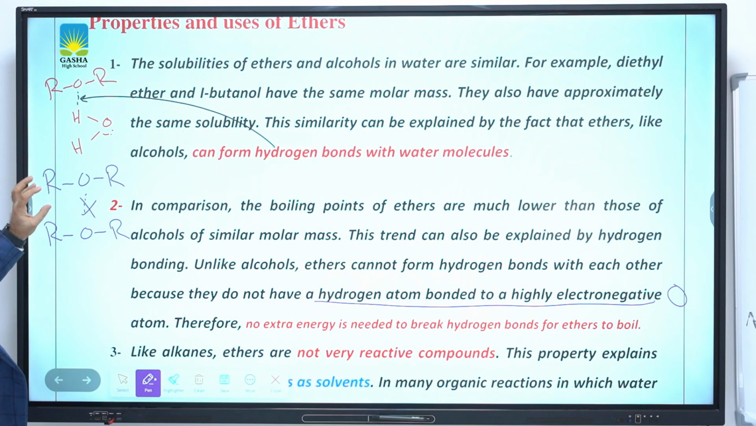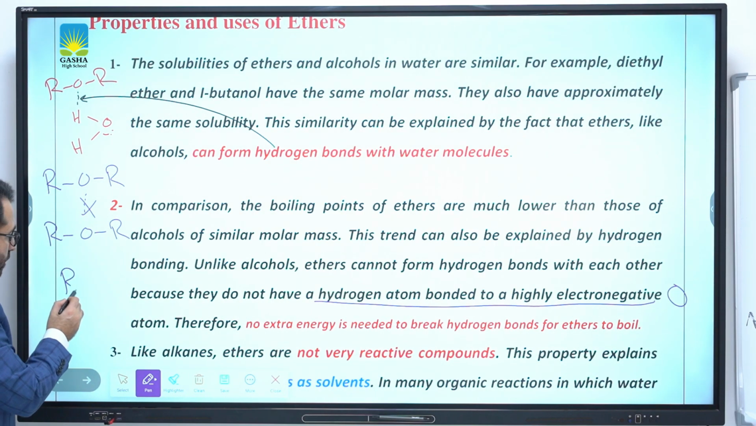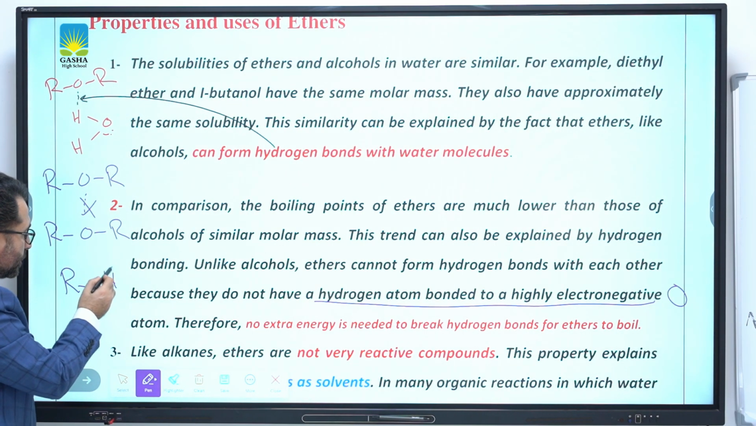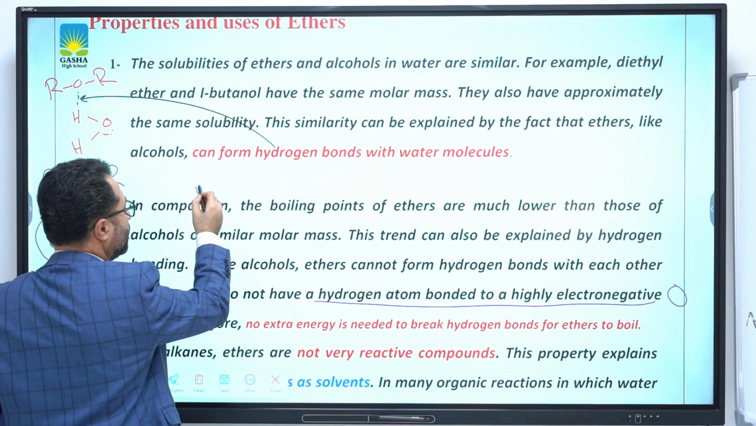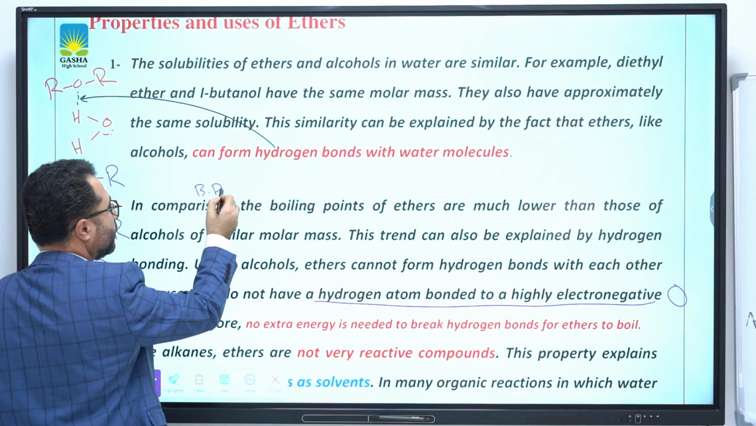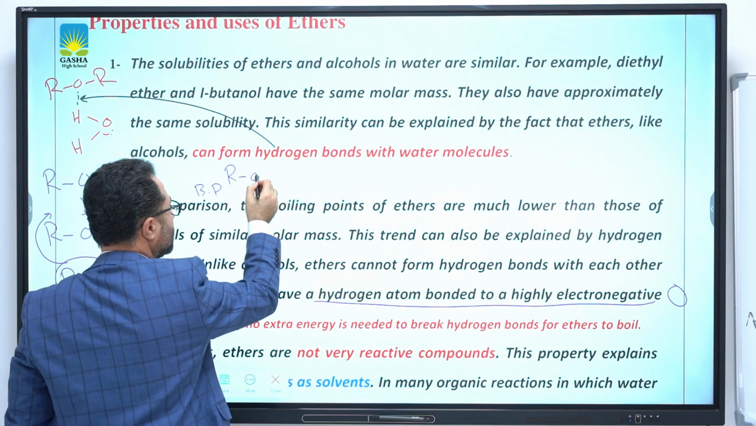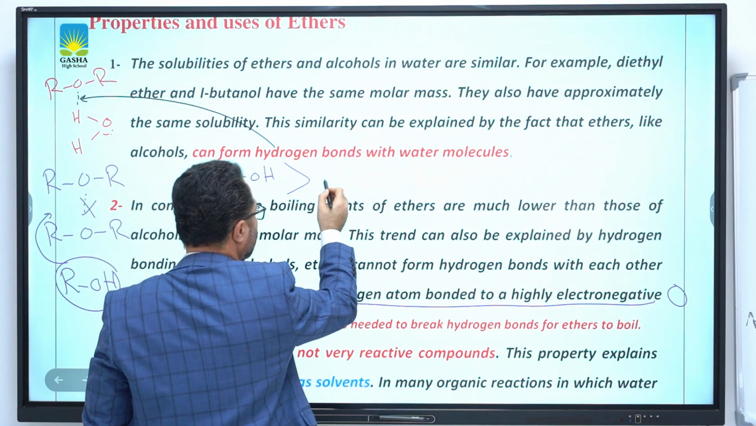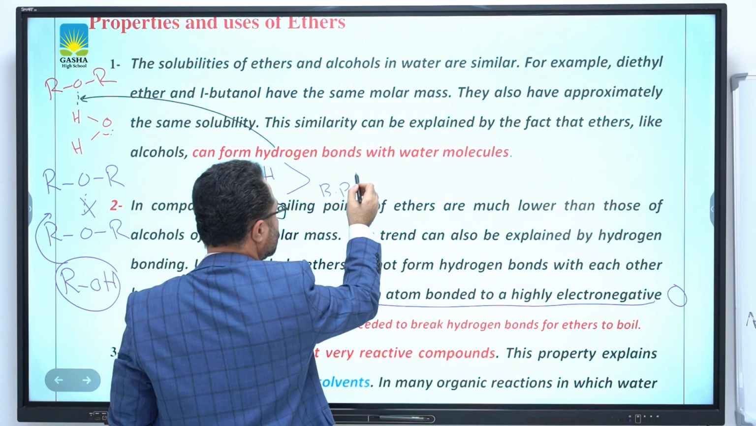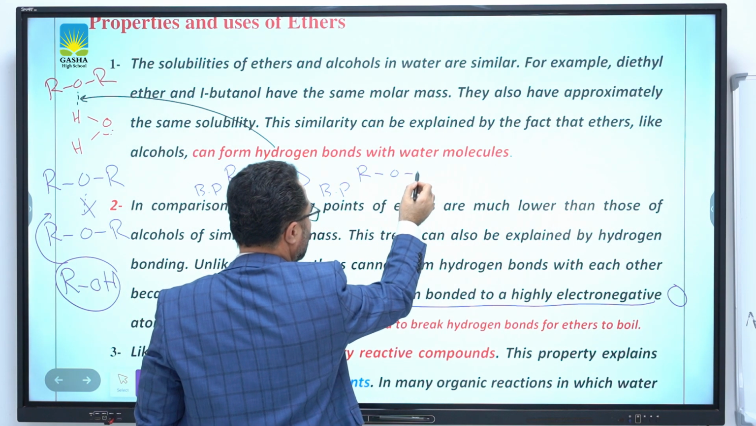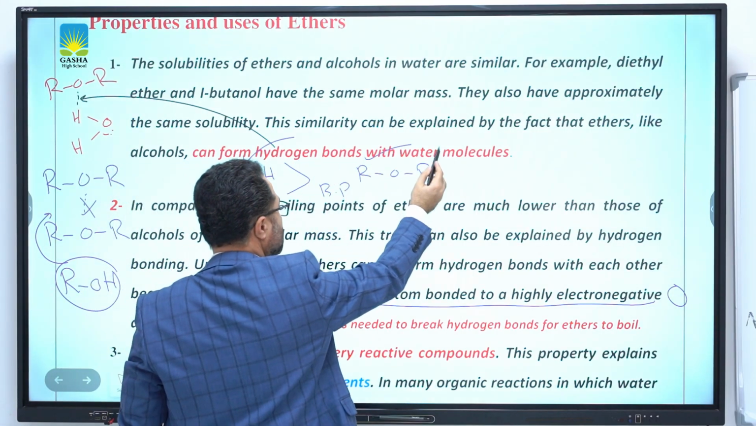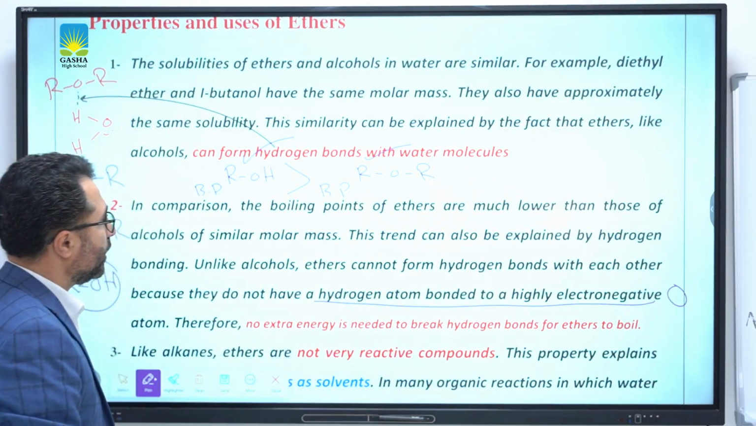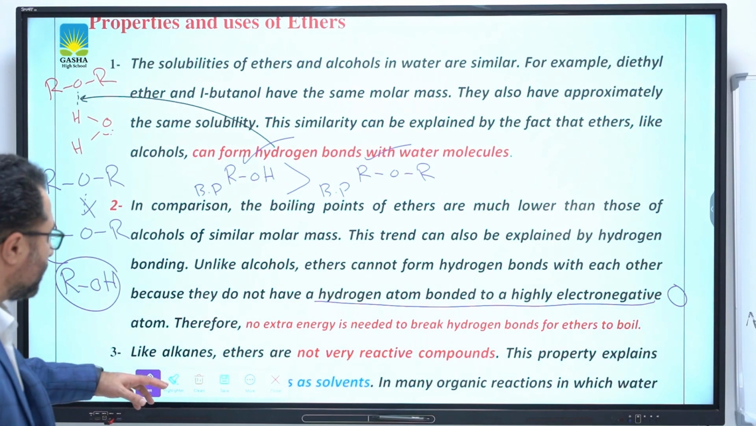So the boiling point of alcohols will be much higher than the boiling point of ethers. Yani, the boiling point of ROH is much higher than the boiling point of ethers, ROR. Why? Because between alcohols we have hydrogen bonding, while between ethers we have no hydrogen bonding.